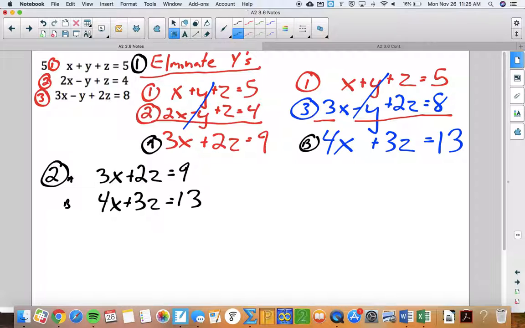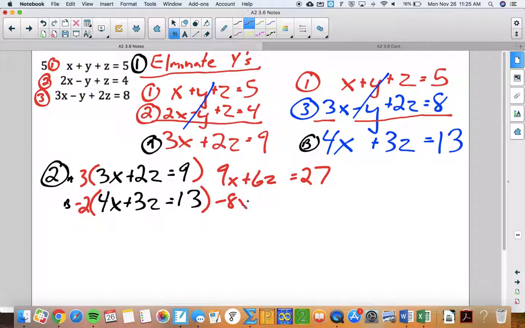And so now, folks, you figure out how you want to either figure out x or y. X or z here. So I'm going to choose to eliminate the z's. This is totally your choice. But if I multiply this top one by 3 and the bottom one by negative 2, I will get opposite z's. So I get 9x plus 6z equals 27. And on the bottom, I get negative 8x minus 6z equals negative 26.